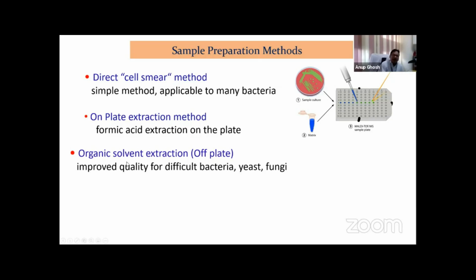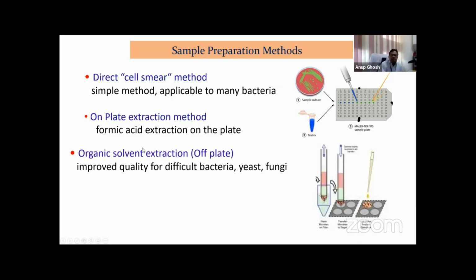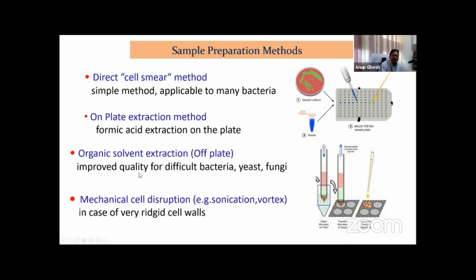And the other two are the organic solvent extraction and the mechanical disruption. It means when we have mycelial fungi, when we have black fungi, their cell wall is really tough to break. So in that case, we use massive or vigorous vortexing, or we use different mechanical disruption like sonication, vortexing, or sometimes we try crushing with liquid nitrogen.